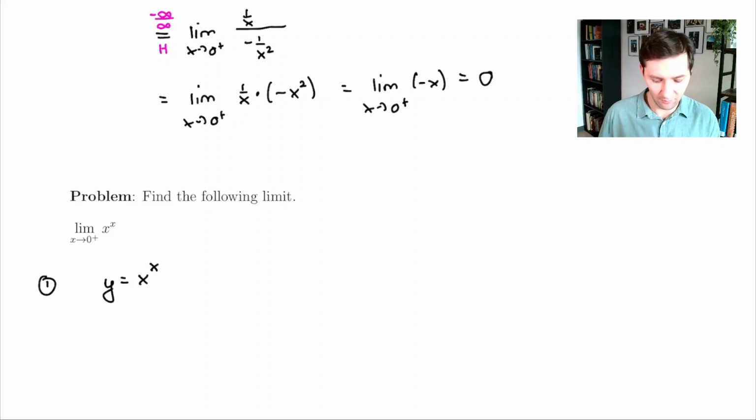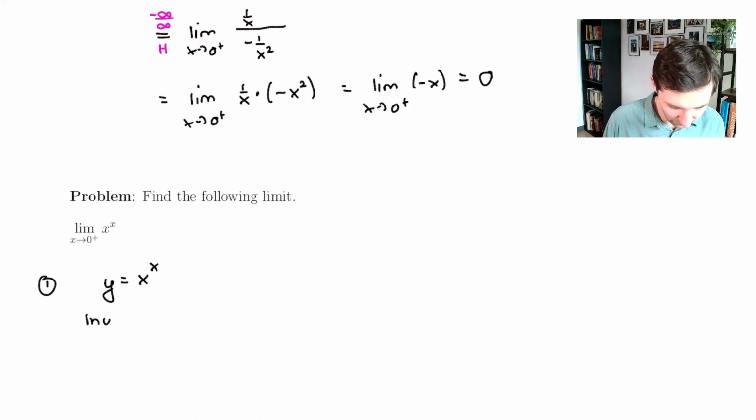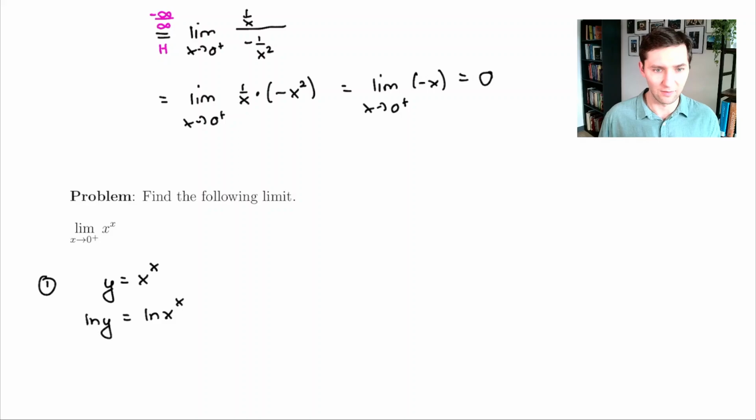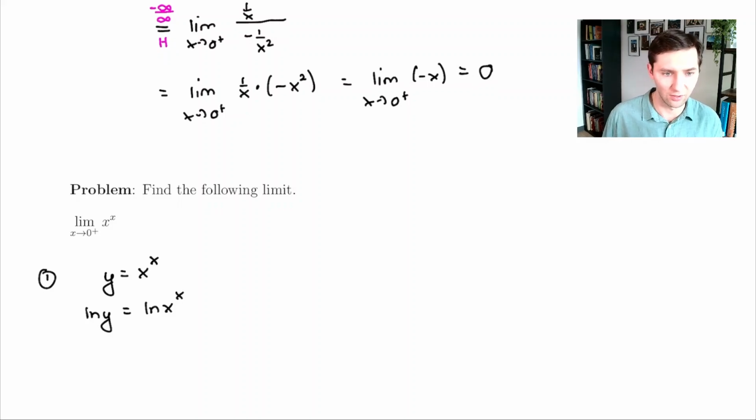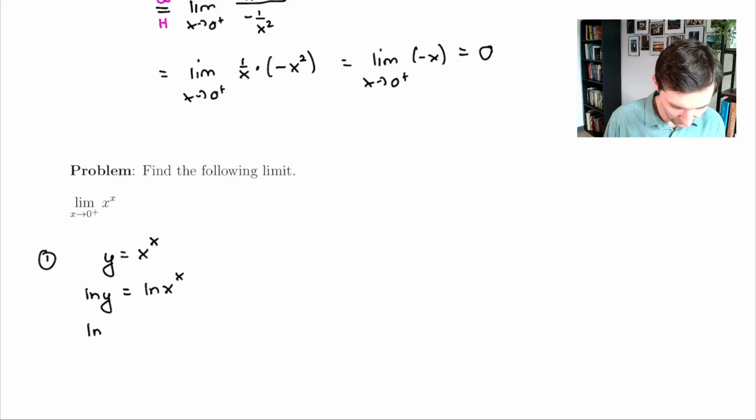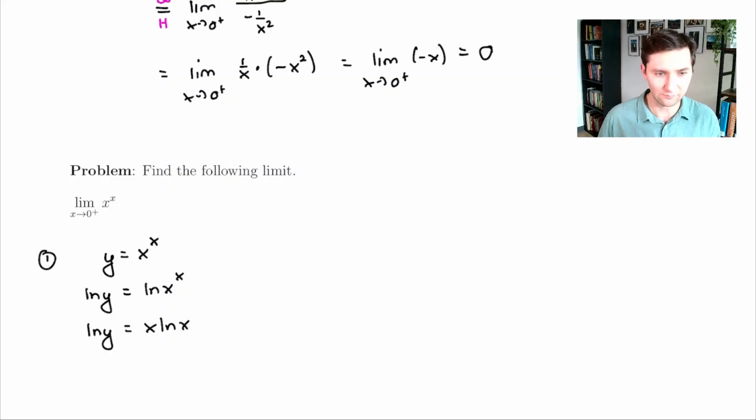First, name your function by y. The goal is to find the limit of y as x goes to 0 from the right. Then, apply natural logs on both sides. This will allow you to take this exponent and move it in front of ln by the properties of natural logs. So this gives you ln of y equals x ln of x.